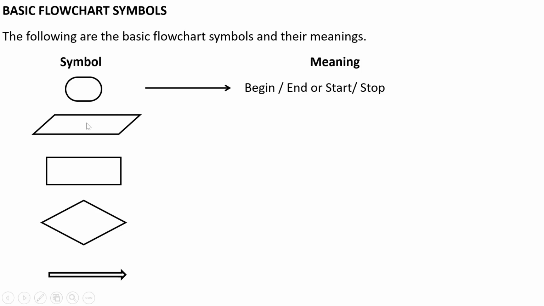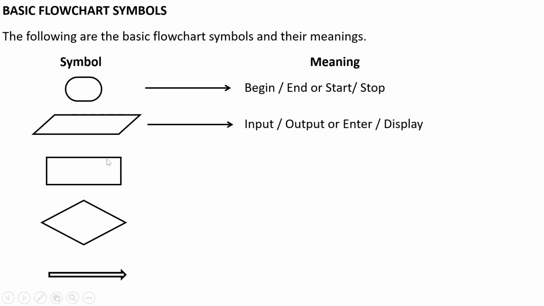Then this one here is a parallelogram. A parallelogram is a symbol in a flowchart which means input/output, or enter/display. When I use a slash, it just means or. I'm just saying slash to avoid saying or here. So this can mean input, or it can mean output, or enter or display. Okay, that's what it can mean.